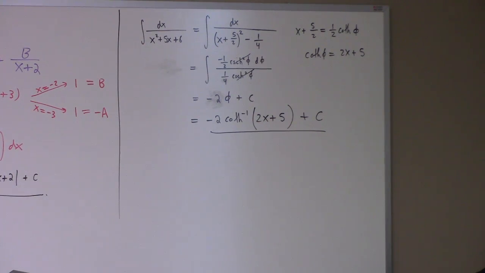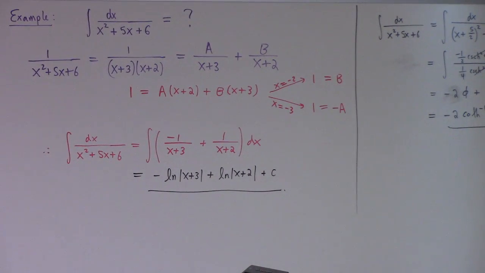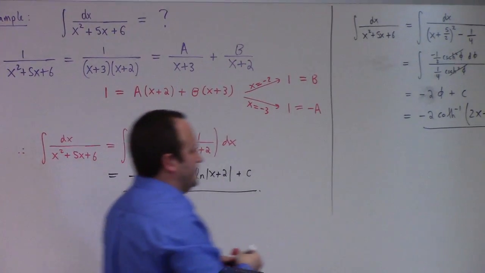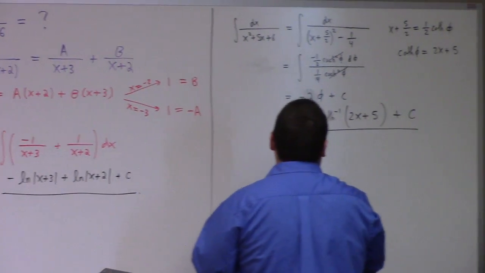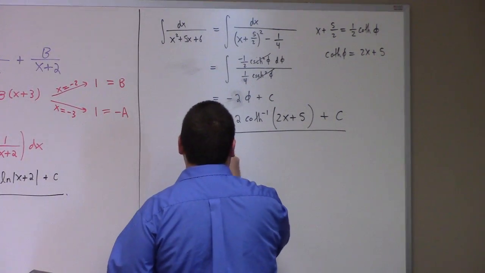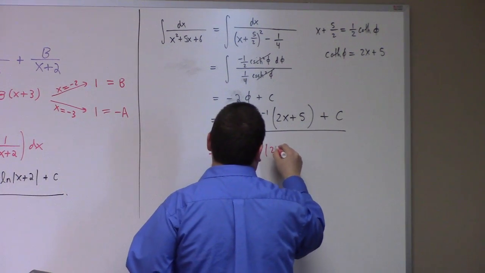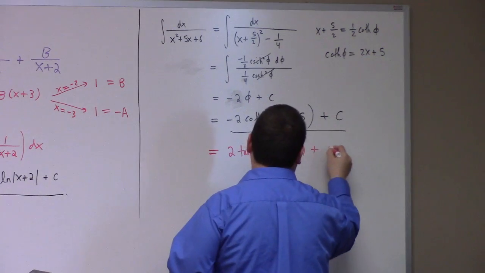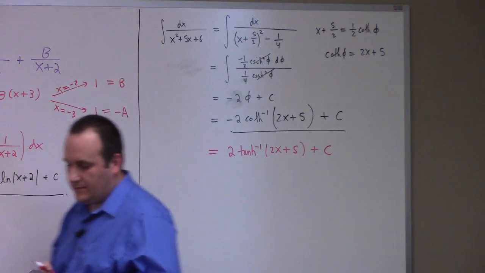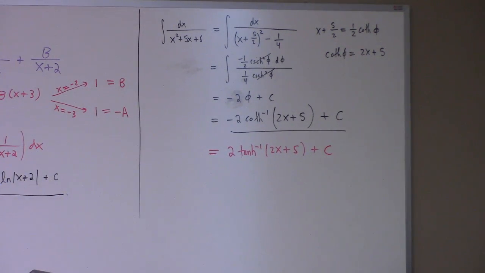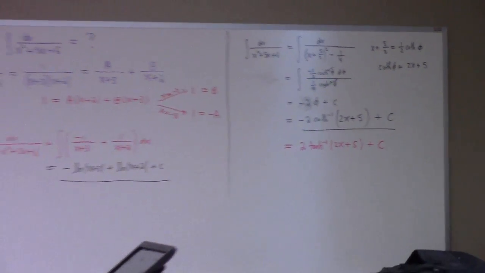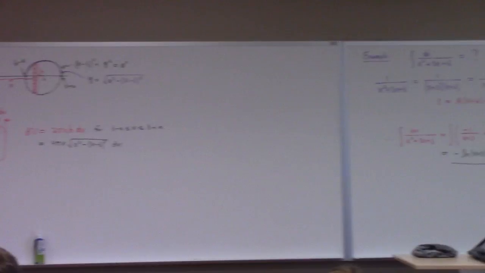So I think, I'm speculating a little bit here, guys, but I think this is also 2 inverse hyperbolic tangent of 2x plus 5 plus a constant. And if we go back to 7.9.2, we had relations between the natural logs and the inverse hyperbolic functions, remember?